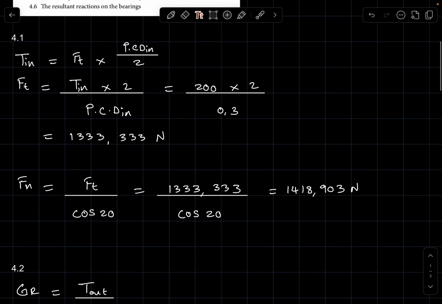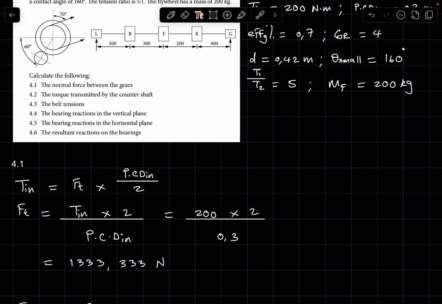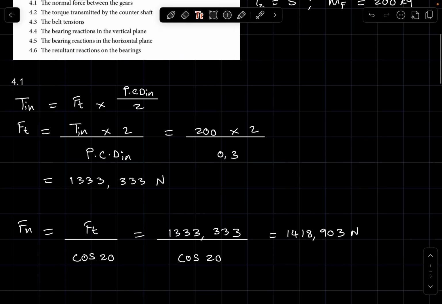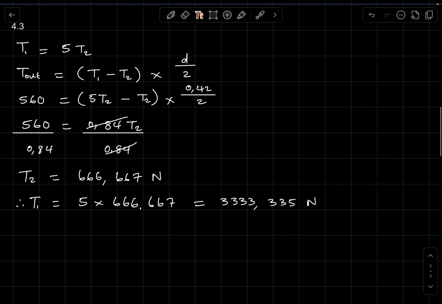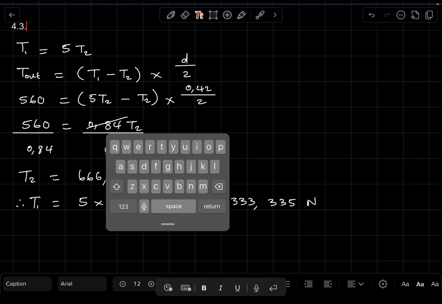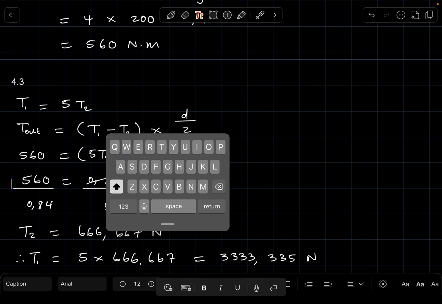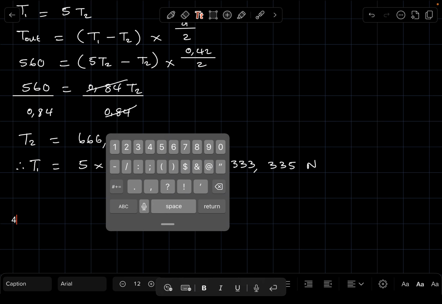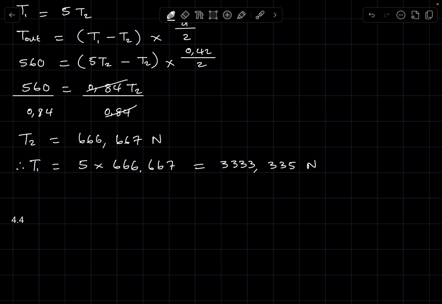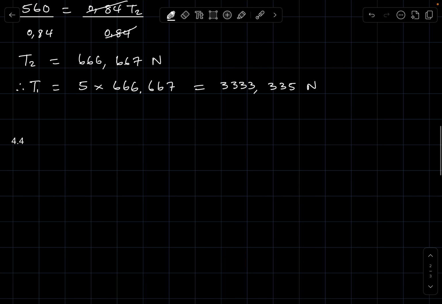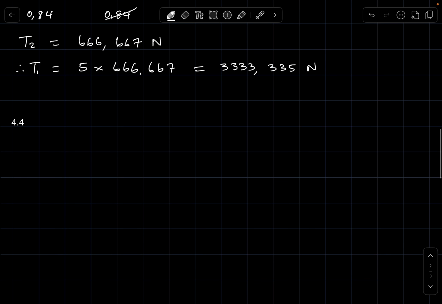Now let's look at 4.4. This is where things now get interesting. In 4.4, they want us to calculate the bearing reactions in the vertical plane. They want us to calculate the bearing reactions along the vertical plane.